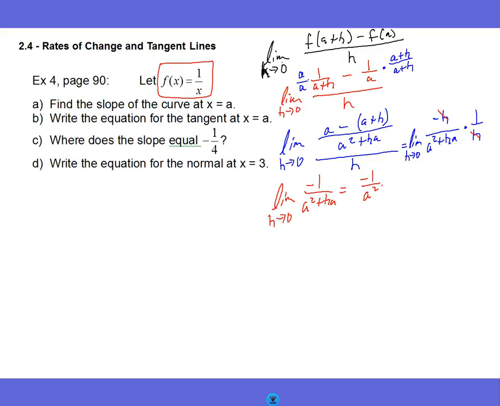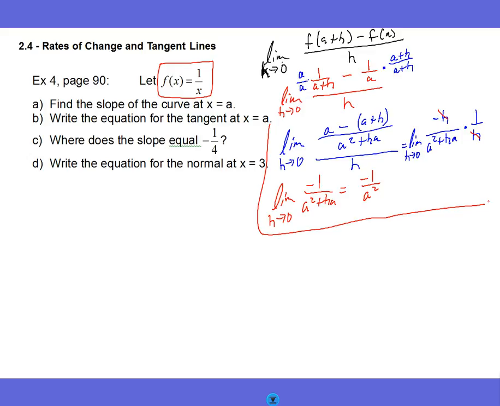And this again is where you're going to go, oh my God, what did I just find? I found the slope at any point. All I have to know is the x value, and I can find the slope. Oh my God, how amazing is that? All right, so I did that. That was part A. Boom, got it done. All right, so let's move on to part B.